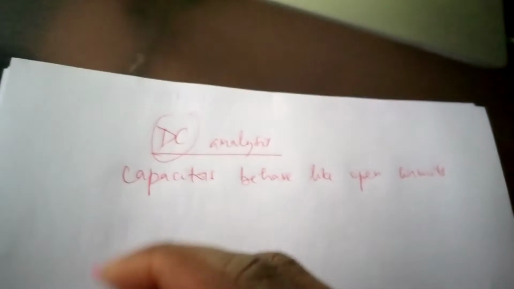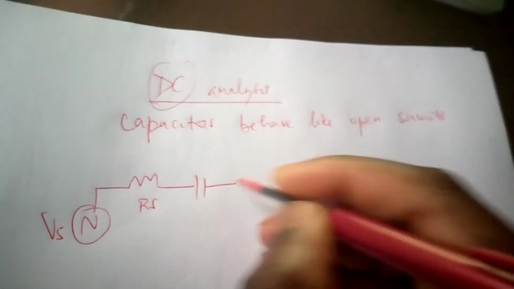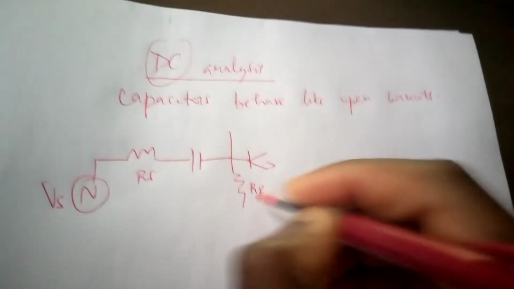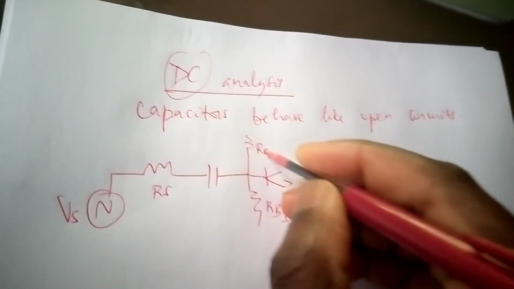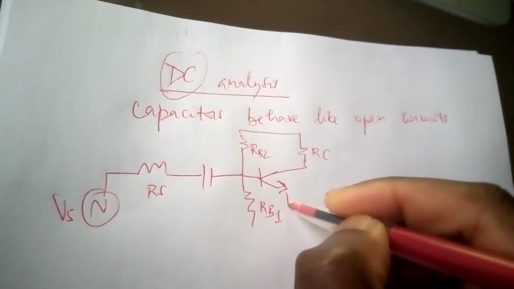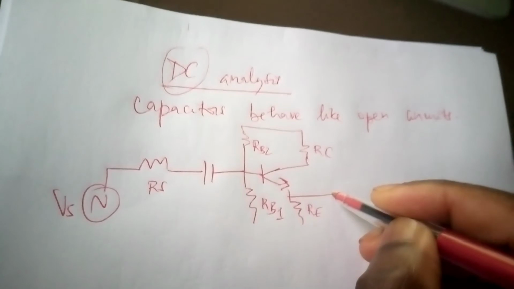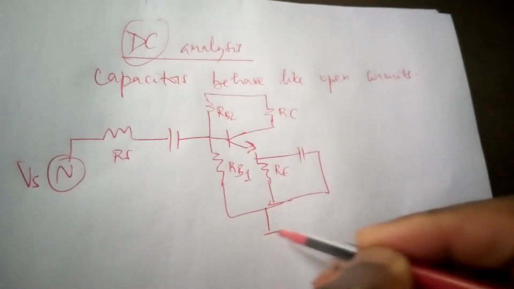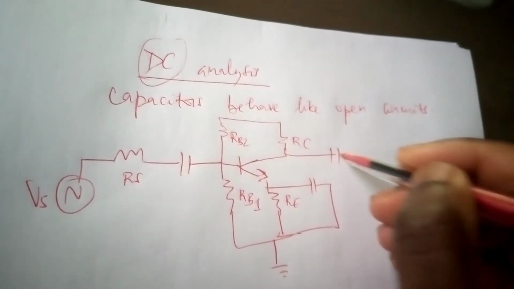So what that means is that if you've got a source voltage going through a source resistance and a capacitor before an amplification circuit of some sort with two base resistors, for instance, RB2 and RC, and RE. Maybe there's a capacitor again here, and maybe another capacitor there. When doing DC analysis, capacitors will behave like open circuit, meaning you can cut the circuit there, there, and there.